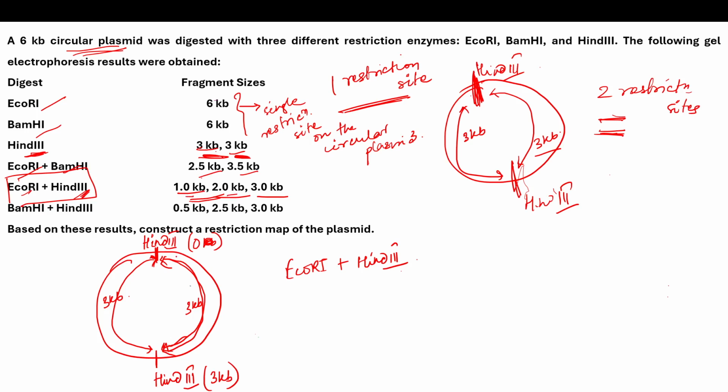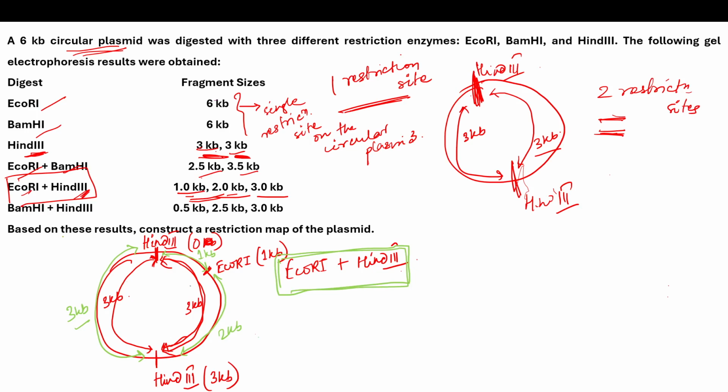EcoR1, suppose, is cutting at this particular portion. Suppose this is the 1 kb region. Maybe I should change the color. So this is a 1 kb stretch, this is a 2 kb stretch, and this is a 3 kb stretch. Okay, so EcoR1 plus Hin3 is giving us these three fragments.